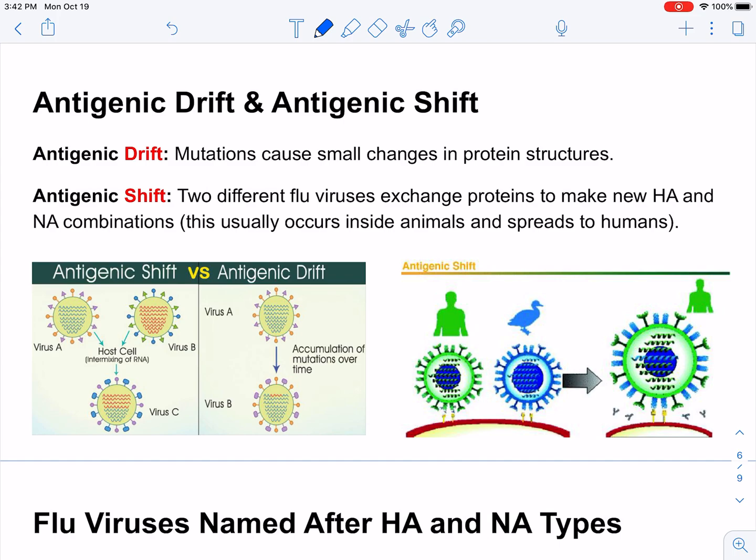But antigenic drift, again, is the mutations. Antigenic shift is where you have the swap. And here is a nice little diagram where you can see the two viruses swapping places with each other. Whereas here in antigenic drift, you just see the slight change.